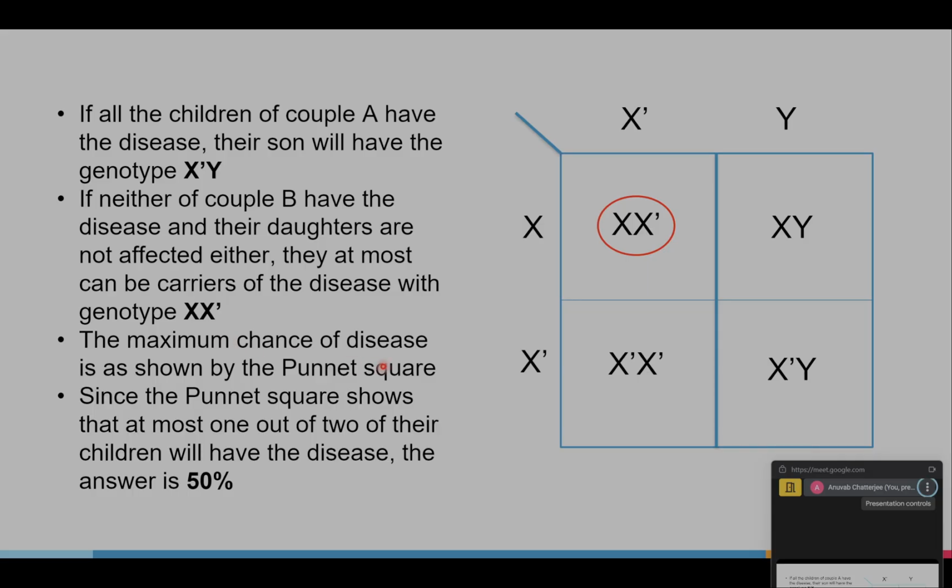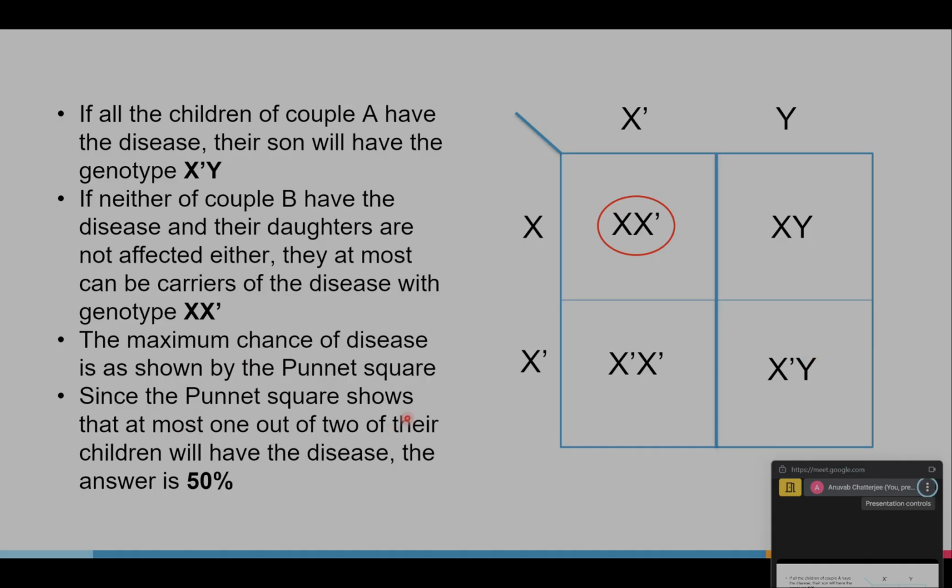The maximum chance of the disease is what we can draw from the Punnett square. So coming from the son X'Y and from the daughter XX', do the Punnett square, and you see that in the F2 generation there will be one daughter who is a carrier and one son who will be fine. There is also one daughter who will have the disease and one son who will have the disease. The daughter has it because there are two recessive copies present. The son has it because the only copy he has is the disease copy.